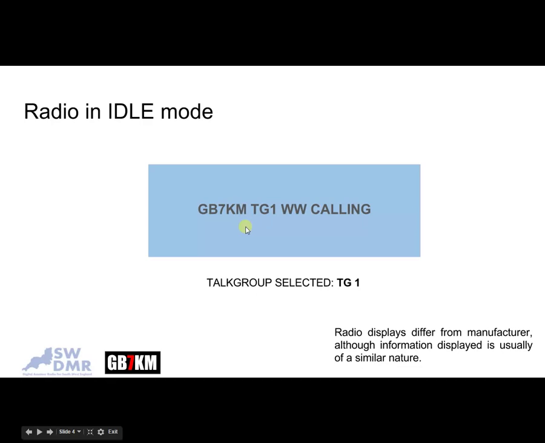Here's an example of a radio display that you might get if you were working through a repeater. In this example, GB7KM, you've got talk group 1 selected and the radio is currently idle, so you're not receiving and you're not transmitting, so it just simply says the name of the talk group that you've got selected.